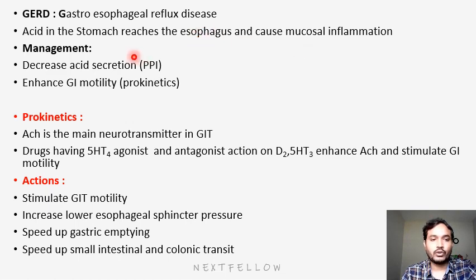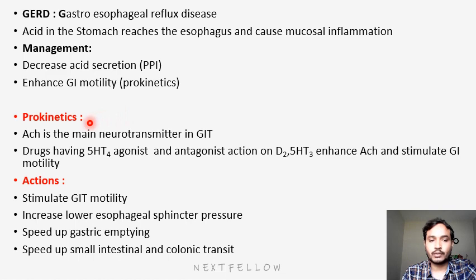How do you manage this? Obviously, by decreasing acid secretion using proton pump inhibitors. Next is enhancing gastric motility. By enhancing gastric motility, acid will be moved into the intestine, thereby irritation will be reduced. There will be no chance of reflux, so we can use prokinetic drugs. The PPIs were already discussed in the peptic ulcer class, so we are not going to discuss them here. We will discuss only prokinetic drugs.